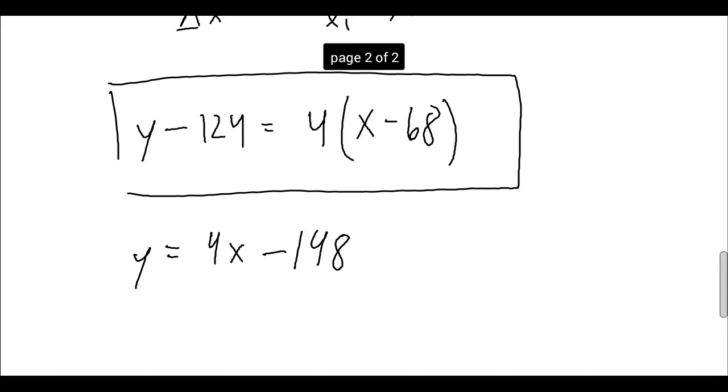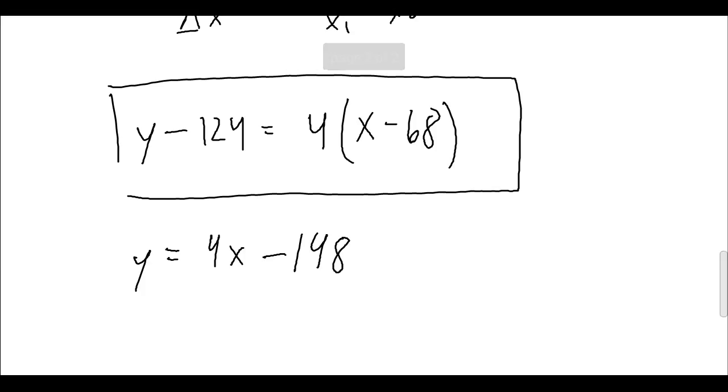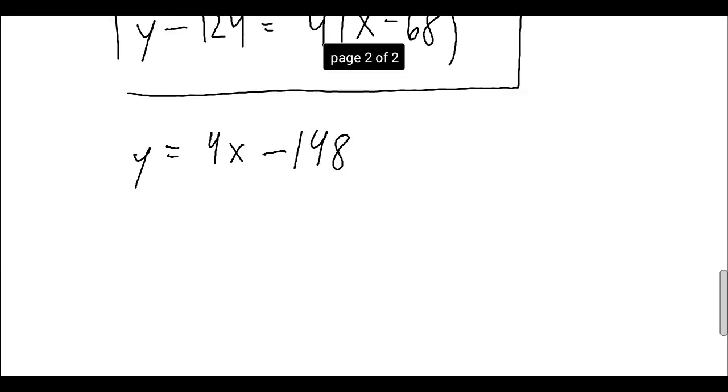So another equation that you could have gotten for this that's also valid, the slope-intercept form here, is y equal to 4x minus 148. And you can easily move things around in this equation, bring that 124 to the other side, and then distribute this 4, and you'll get this form.